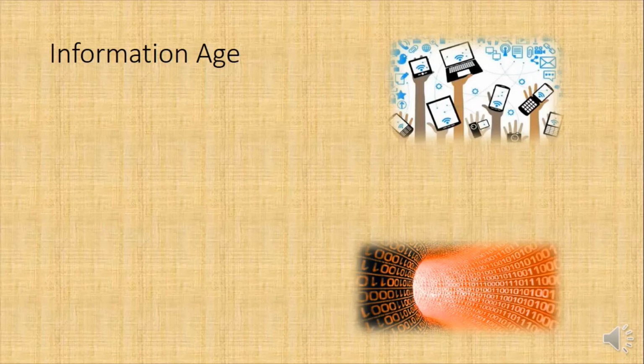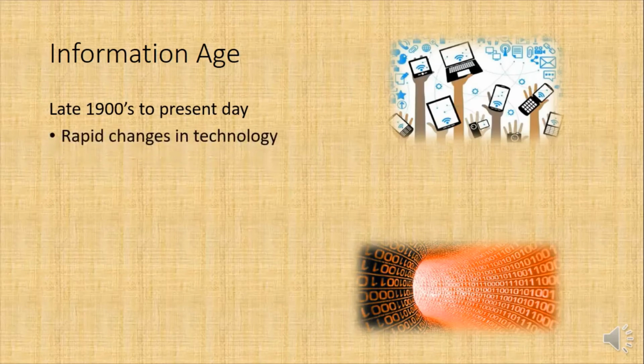and transferring and acquiring information and transferring that information. The important thing, let's talk about the time period first. The Information Age goes from the late 1900s to the present day, right? So we could say from the invention of the computer until the present day. A few things started happening in the Information Age.